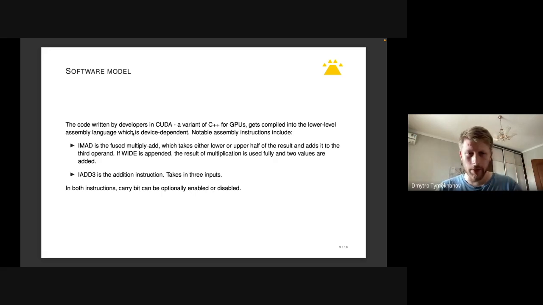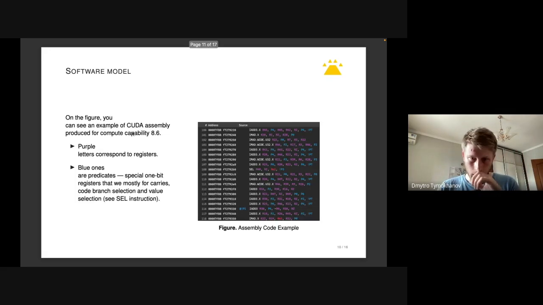And these are the main instructions that we will use for the multiplication. It's IMAD and its versions, and IADD. So multiplication, fused multiplication-addition, and addition, right? And there's also an option to work with carries, to input carry and to output carry. And this is the example of a code that we compiled. It's not really important what the compute capability is. It's just to show you how it looks.